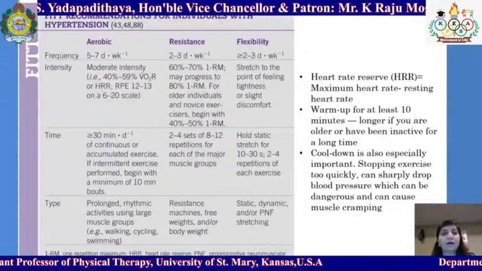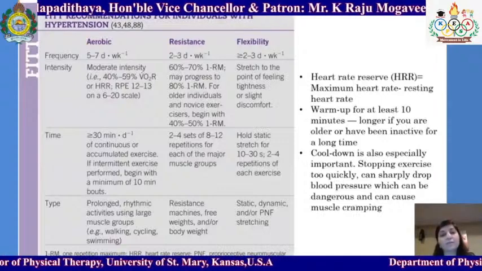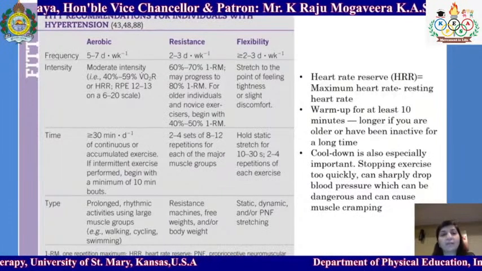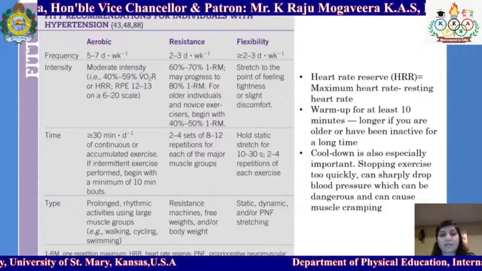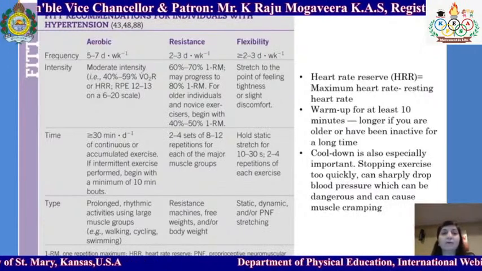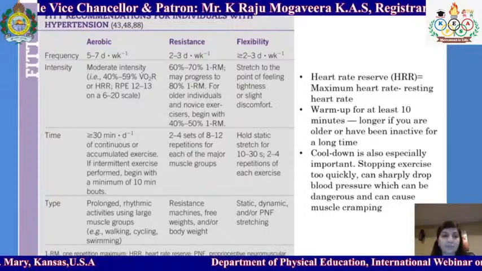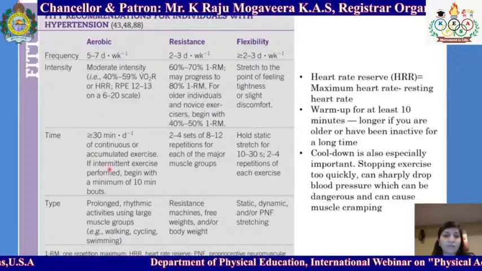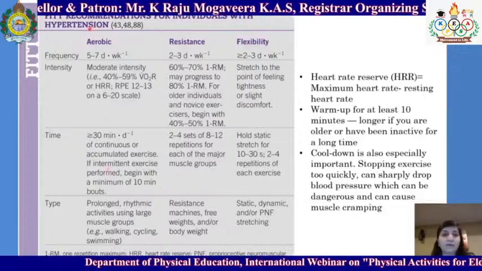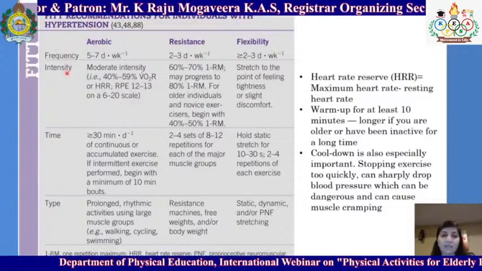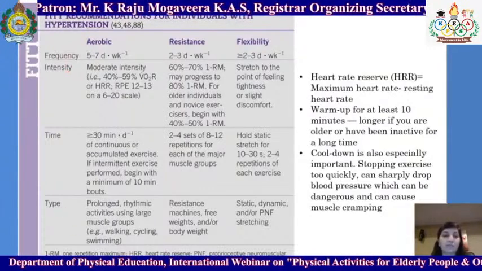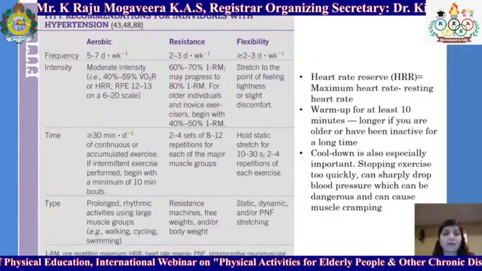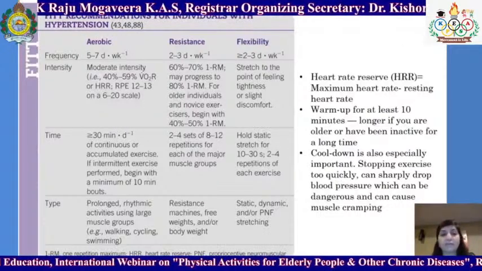So here are the recommendations from the American College of Sports Medicine. They recommend doing aerobic exercise, resistance exercise, as well as flexibility exercises for people who have hypertension. In the table here on the right, they have mentioned the 3 different types of exercises that they recommend and their frequency, intensity, time, and also the type. So they recommend definitely aerobic exercise at least 5 times, and preferably 7 times, per week.